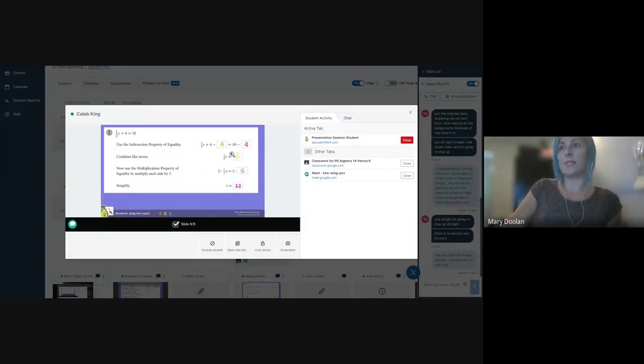All right, and then 10 minus 4 is 6. And then from this step, it looks like we're multiplying both sides by 2. So 2 times 6 is 12. All right, so that's exactly what you wanted to do.